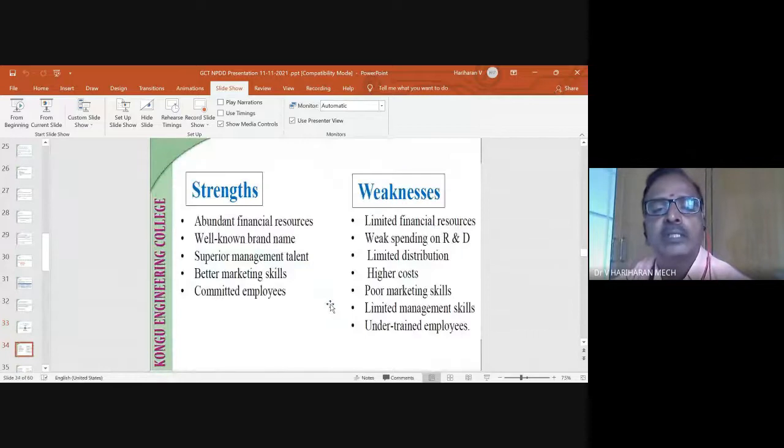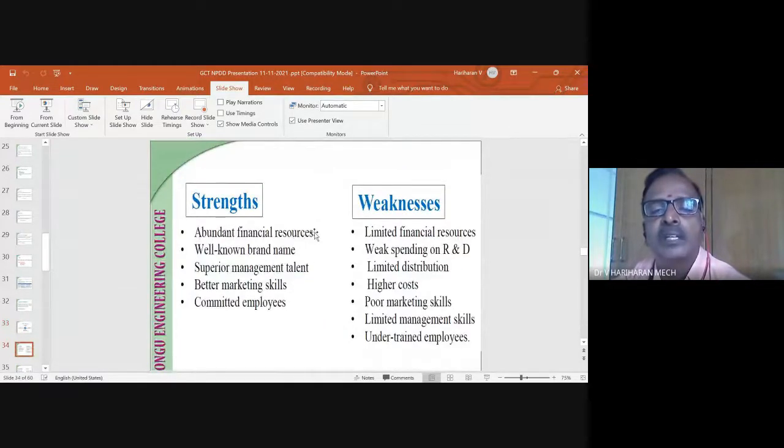Now the strengths are abundant financial sources. You have strong financial sources, a well-known brand name. You have a solid brand name. Superior management talent, a superior management team is there. Better marketing skill, marketing managers are also there. Then committed employees. So all these are your strengths.